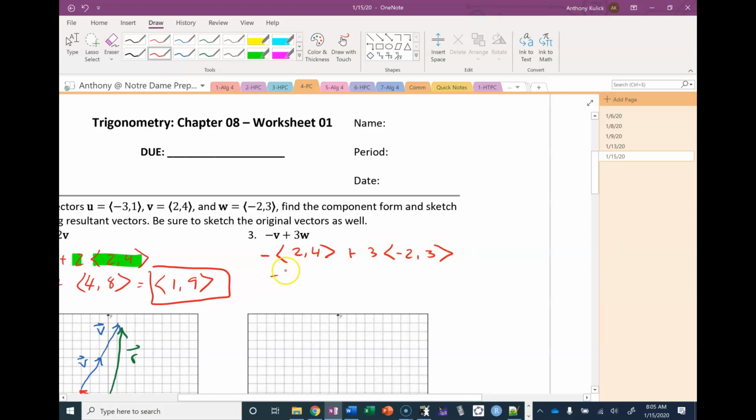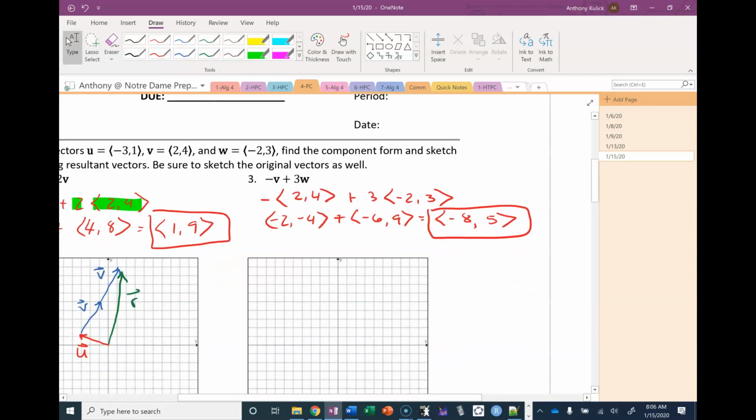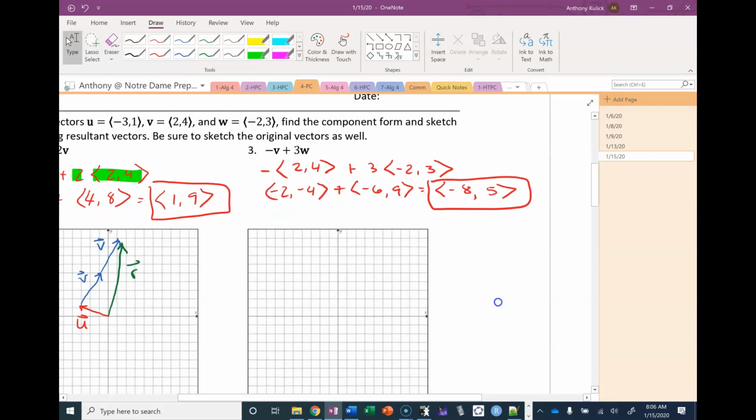So when I do that, I get -2, -4, plus -6, +9, which gives me -8, +5. Okay there? Okay. So here's a situation where I would probably just graph this.